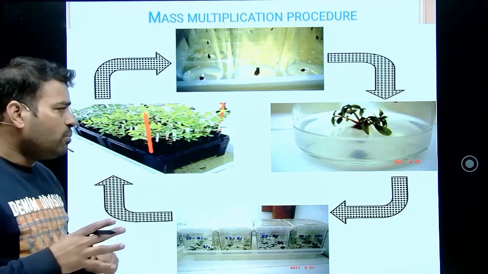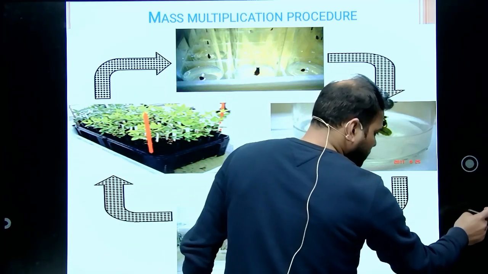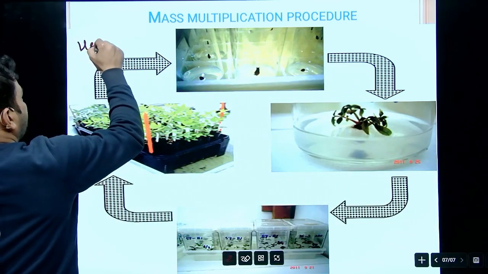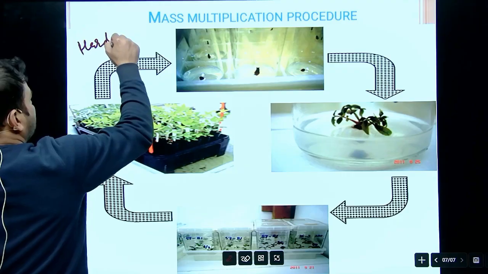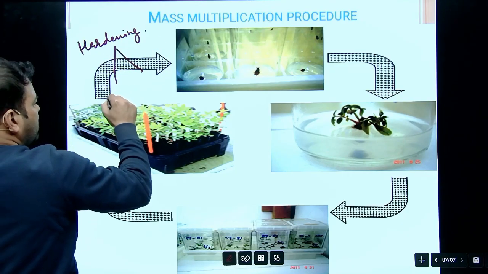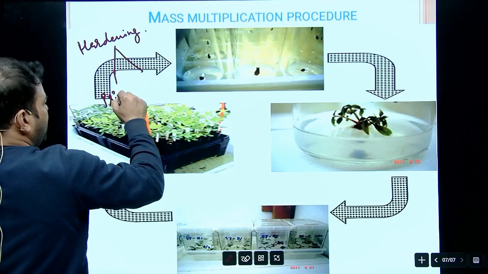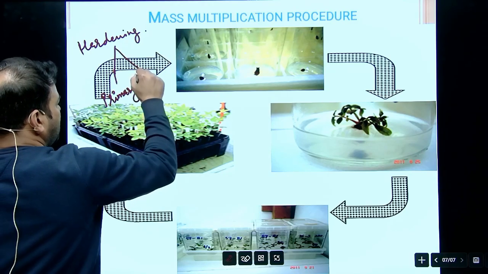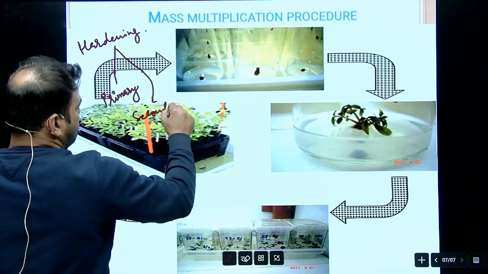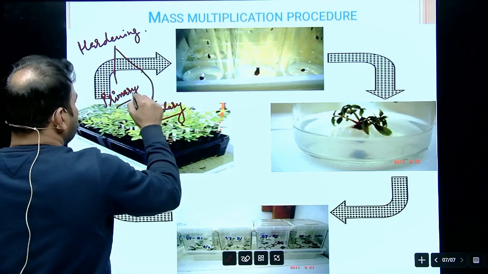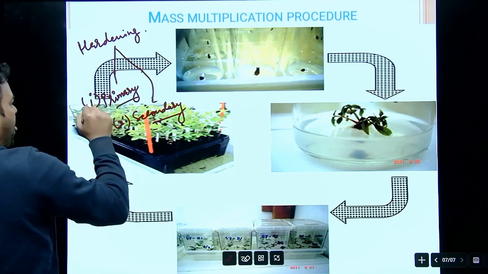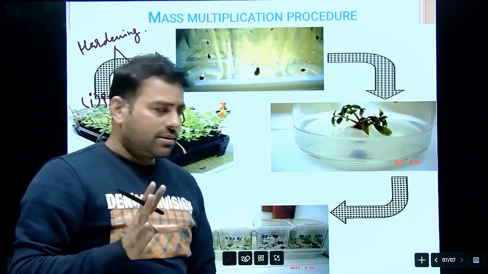This is the most important procedure. Hardening is very important. It can be divided into two parts: primary hardening and secondary hardening. So there will be two steps.